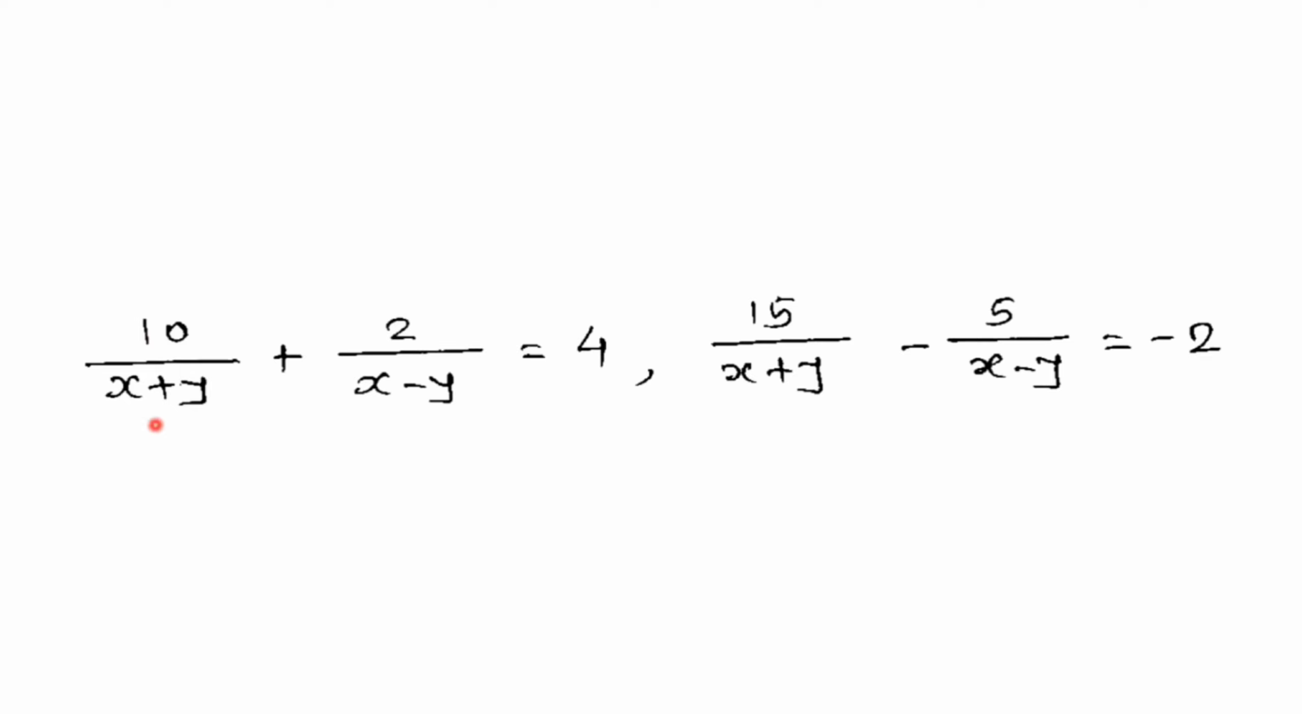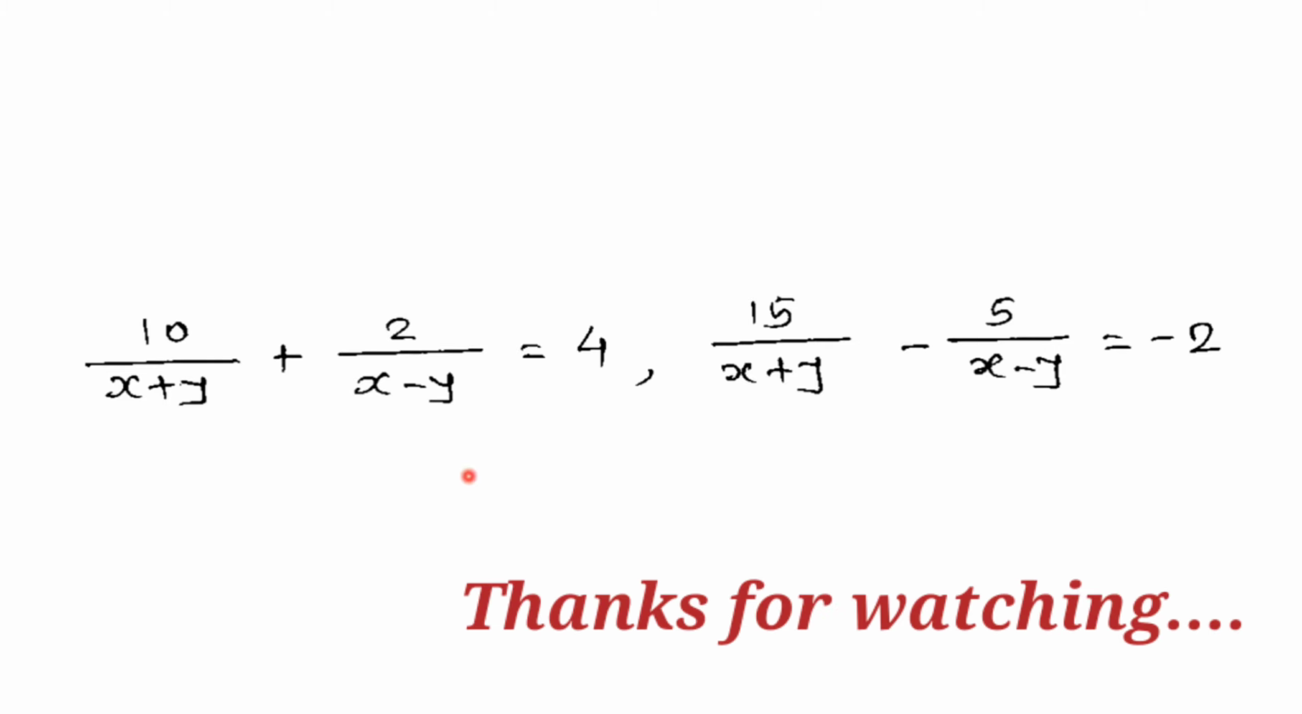So in this way, the given equation is not in the standard form of linear equations in two variables. We have converted it into linear equations in two variables, and we have found the solution of that. So this is the method by which we can convert the given simultaneous equations into linear equations, and we can find the solution.